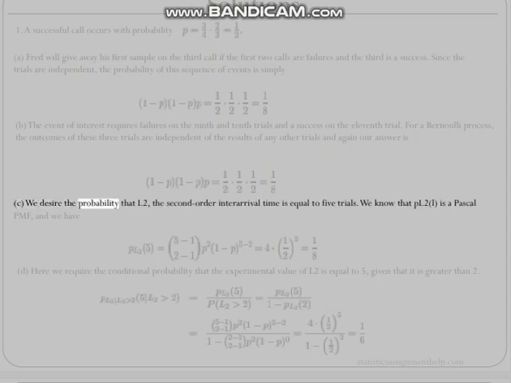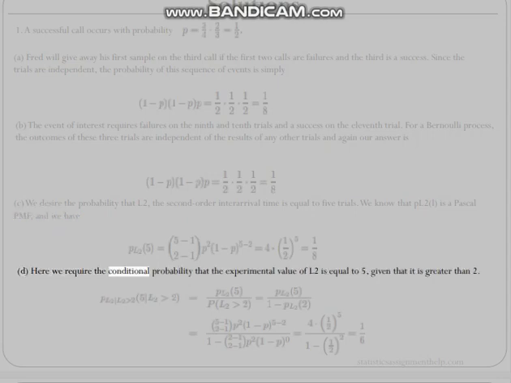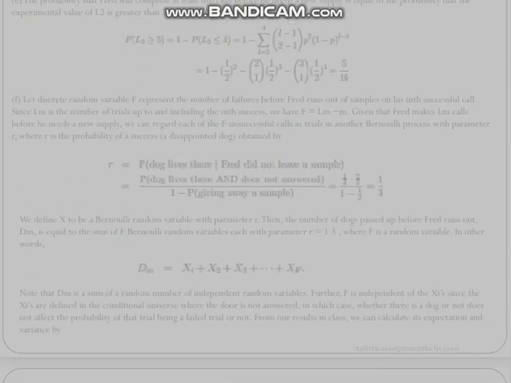C. We desire the probability that L2, the second order inter-arrival time, is equal to 5 trials. We know that the PMF of L2 is a Pascal PMF, and we have D. Here we require the conditional probability that the experimental value of L2 is equal to 5, given that it is greater than 2. E. The probability that Fred will complete at least 5 calls before he needs a new supply is equal to the probability that the experimental value of L2 is greater than or equal to 5.